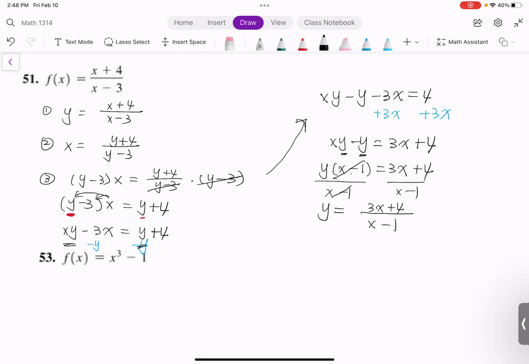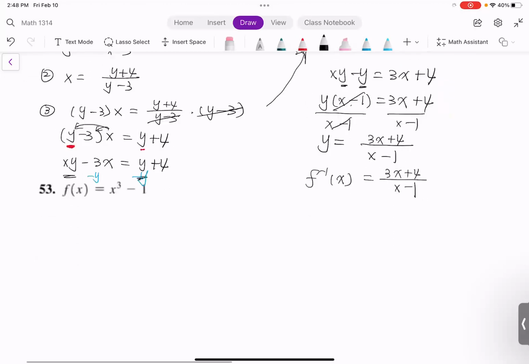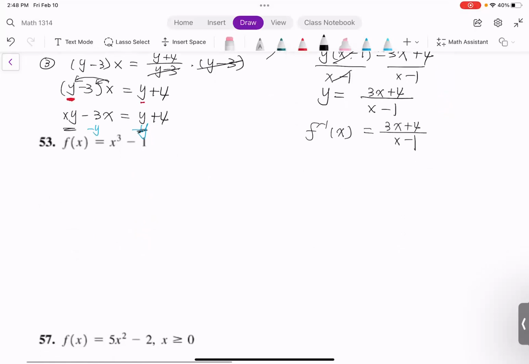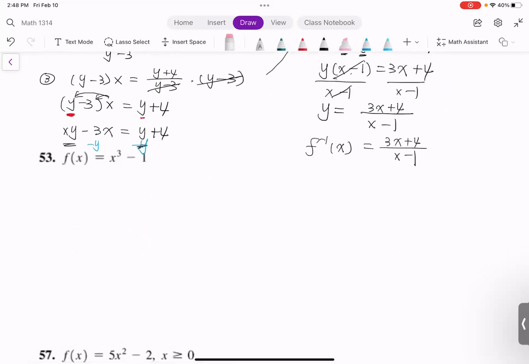Now y needs to be replaced. So the inverse function of f equals (3x plus 4) over (x minus 1). Okay, let's see the next example. Let me erase this.